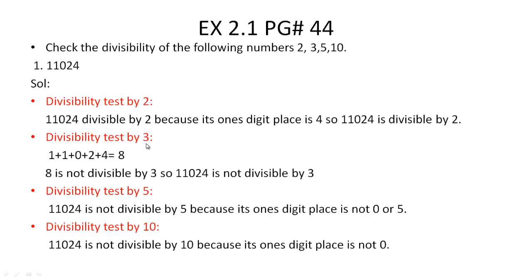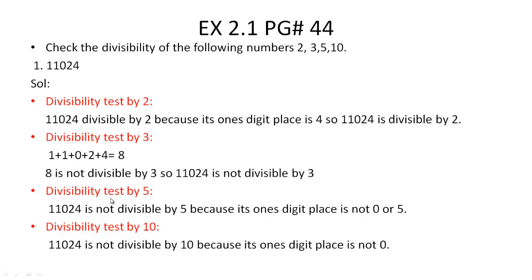Divisibility test by 3. If the sum of digits of a number is exactly divisible by 3, then that number is also divisible by 3. Now we add the digits: 1 plus 1 plus 0 plus 2 plus 4. We get the answer 8. 8 is not divisible by 3, so 11,024 is not divisible by 3.